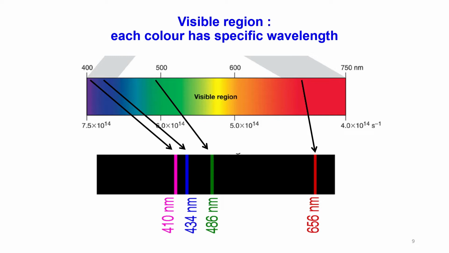Visible region dia mempunyai panjang gelombang yang berbeza. Kita tengok di sini kita ada 410, 434, 486, 656. Ini adalah warna-warna. Kalau warna violet dia 410 nanometer. Kalau warna blue, 434 nanometer. If green, 486 nanometer. If red is 656 nanometer.